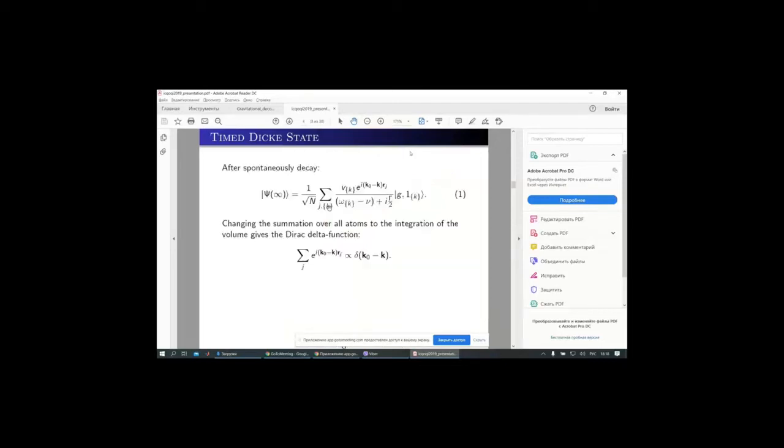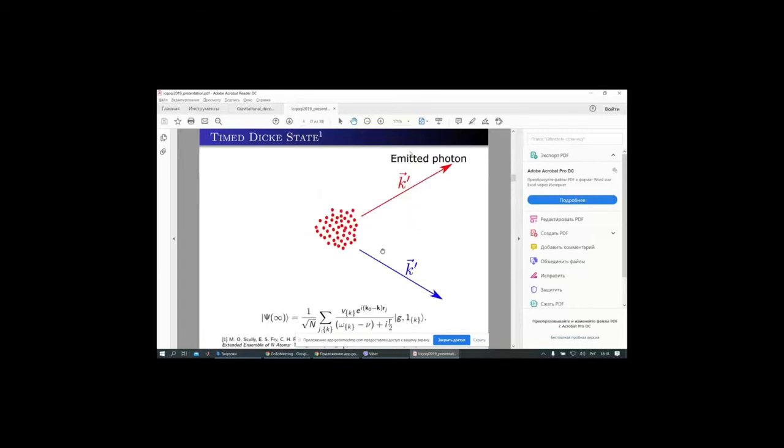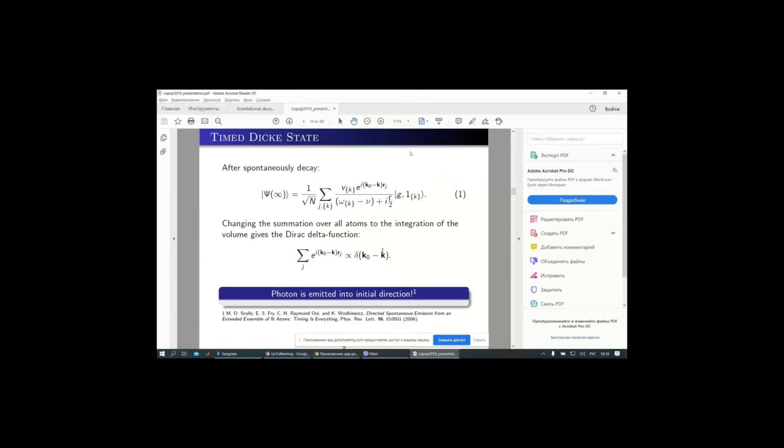So if we have here a summation over our atoms, and if we have a large density of atoms in the atom cloud, we can change the summation to integration and find the Dirac delta function of the wave vector of the emitted photon with the initial one. And this is a really interesting and surprising fact that the direction of the incident photon is equal to the direction of the emitted photon.